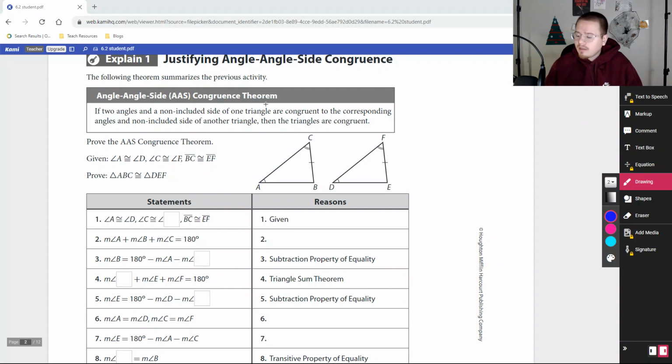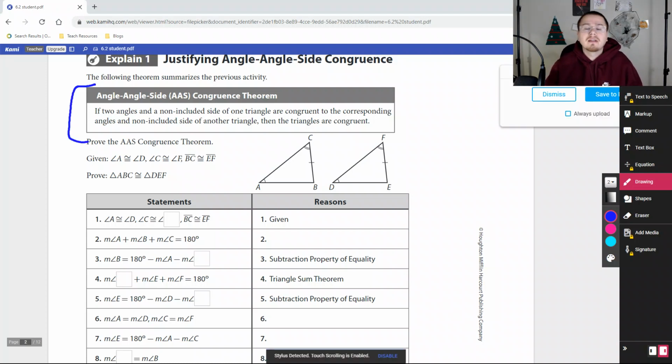There is the theorem. Again, guys, if you have not yet got nice notes on this section, you need to, because it's going to make your life a whole lot easier.